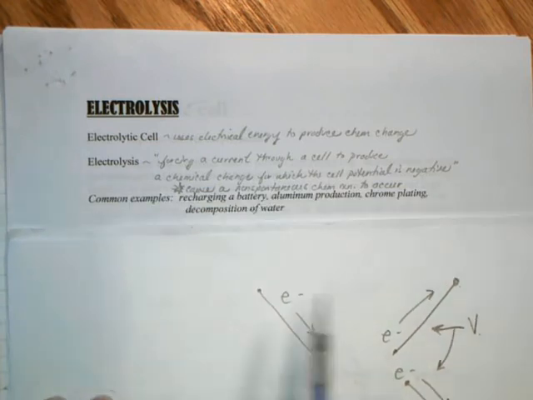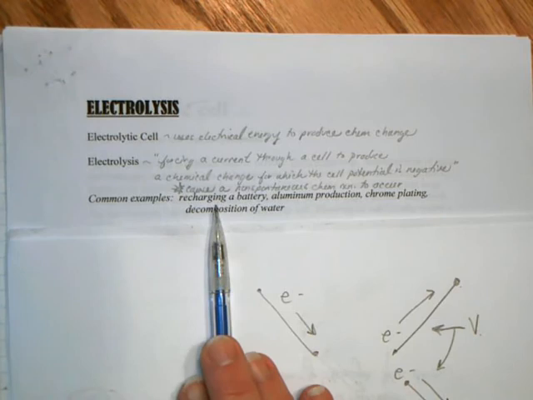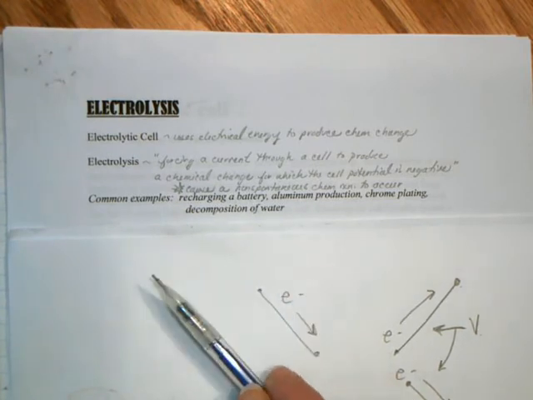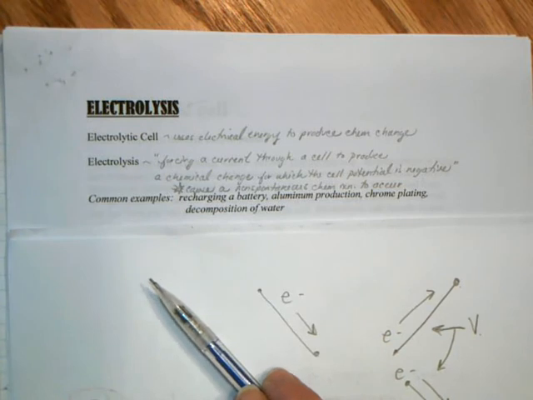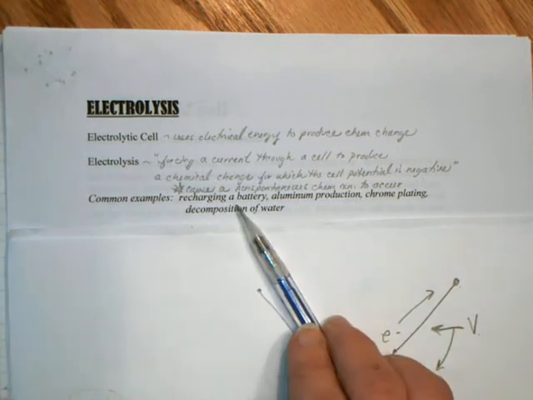There's so many examples of electrolysis in our daily lives. For example, when you plug in your cell phone to recharge, you are using an electric current to reverse a non-spontaneous reaction. The spontaneous reaction produces the electrons that then power your cell phone or your MP3 player, etc.